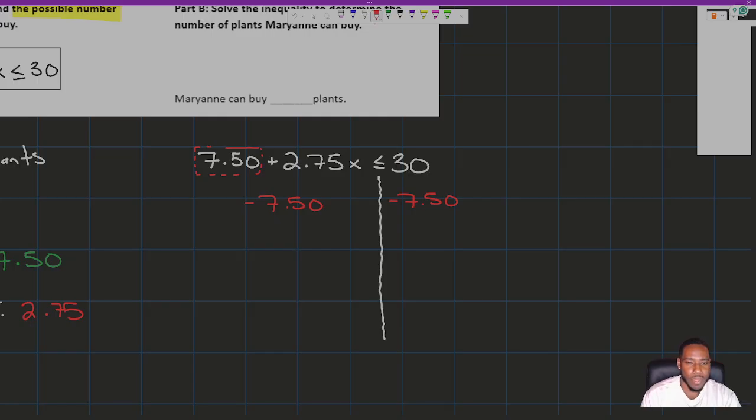Okay. That's going to cancel out with that. And so now you have $2.75x. Over on the right side, 30 minus $7.50 is going to get you, what is that, $22.50? And so now we have the term that we care about, and we have to do some division. So we're going to divide both sides by that $2.75.